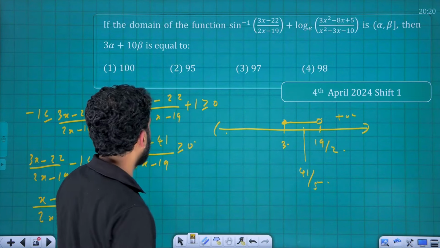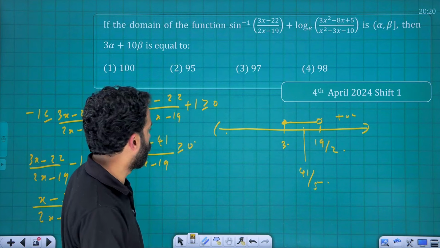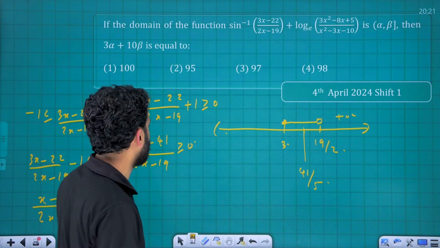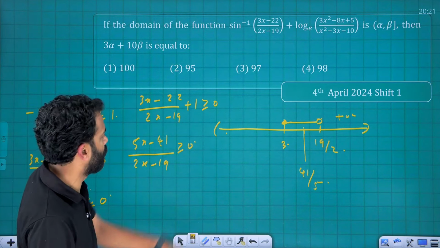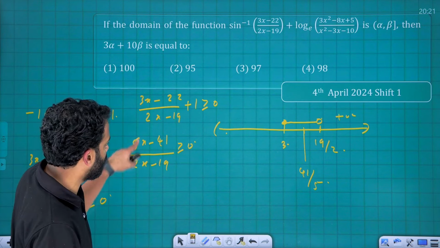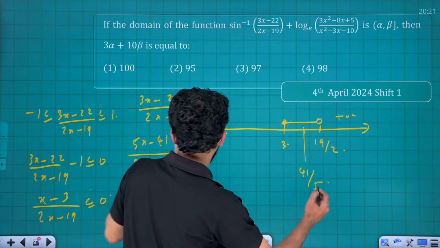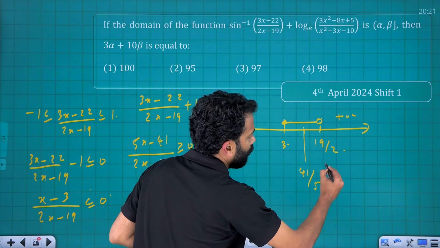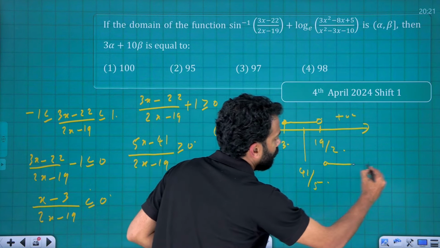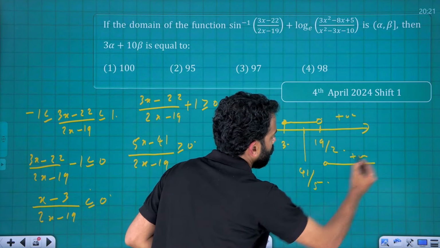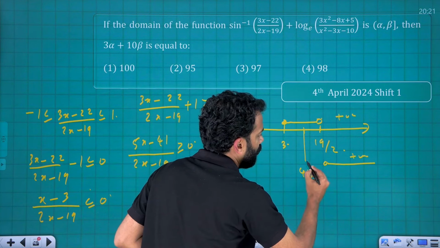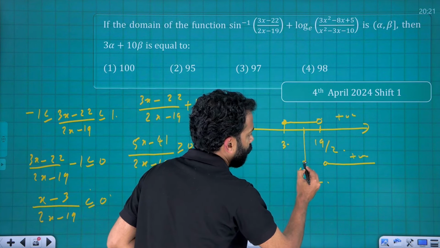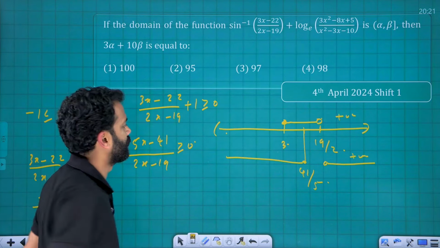So what are the parameters here? 41 by 5, it should be greater than or equal to 0, right? So tell me a number which is greater than 19 by 2. 10. If you substitute 10 here, you will get a positive number. So can you take 19 by 2? No, we cannot take 19 by 2. But it will be positive here, and negative in between. And 41 by 5, of course, we can take that. So it will be like this.